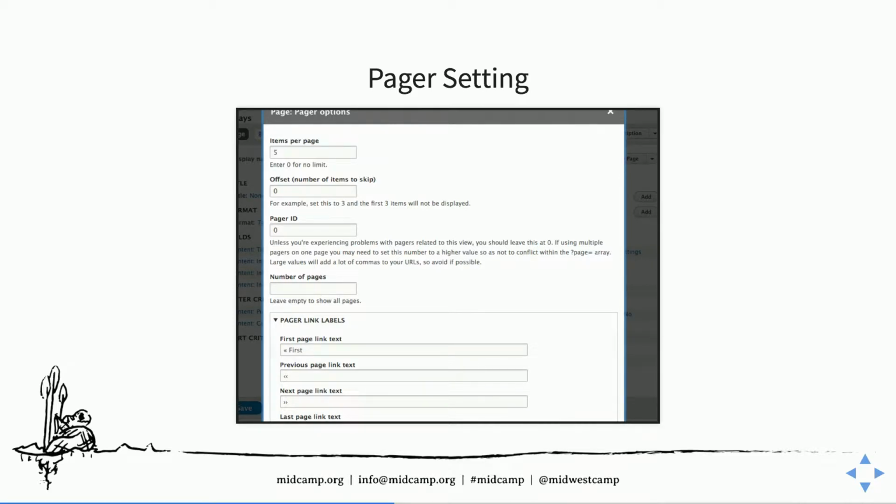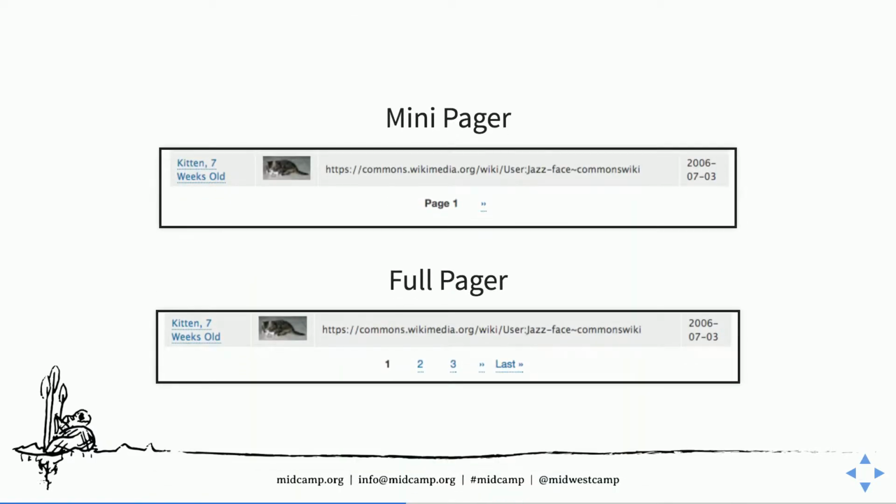You can also define the text that appears as the links in the pager. The difference between a mini pager and a full pager: mini is just a shorthand version, whereas full gives you the idea of how many pages there are, and allows you to go to the last, the first, and next and previous, all in one area.